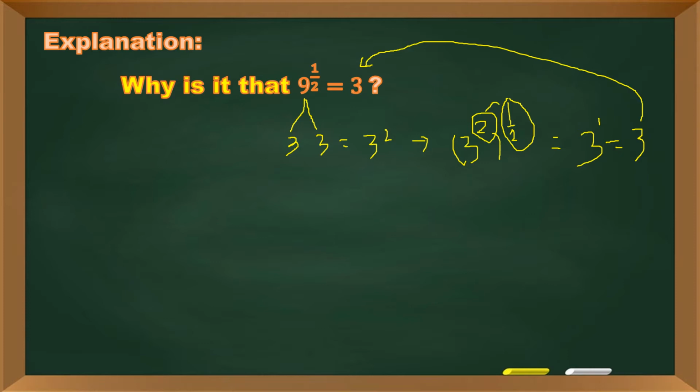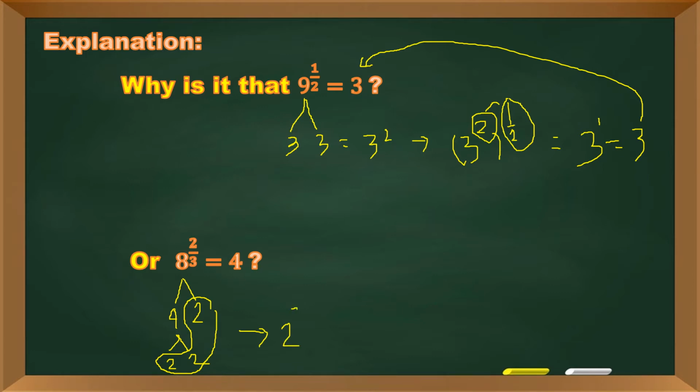Another, what is 8 raised to 2/3? Why is it equal to 4? Well, again, we have to transform it into its prime factors. So 8 is 4 times 2, but 4 is 2 times 2. So how many 2's do we have? We have three 2's multiplied by itself. Therefore, 8 is equivalent to 2 raised to 3.